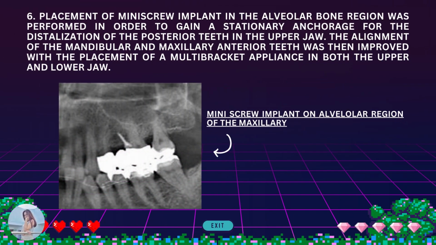6. Placement of a mini-screw implant in the alveolar bone region was performed in order to gain a stationary anchorage for the distalization of the posterior teeth in the upper jaw. The alignment of the mandibular and maxillary anterior teeth was then improved with the placement of a multi-bracket appliance in both the upper and lower jaw.